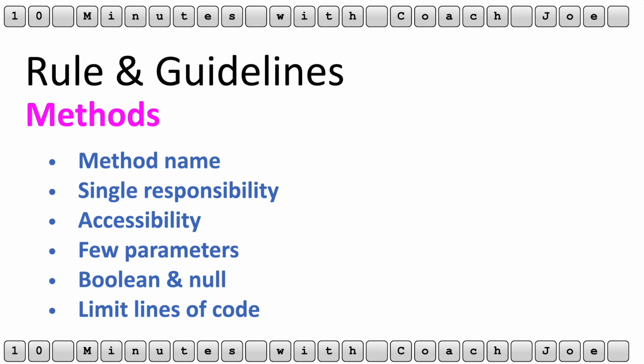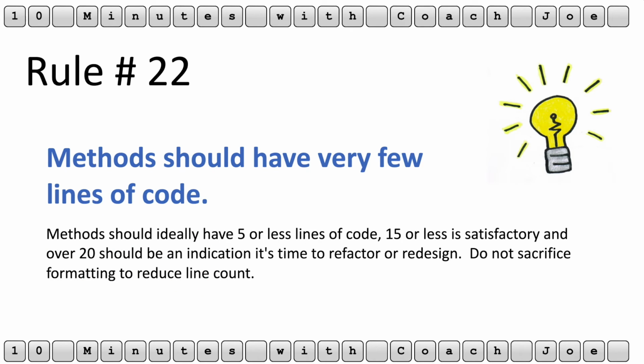The last rule or guideline is, limit the number of lines of code. Coach Joe rule number 22 states, methods should have very few lines of code. Methods should ideally have 5 or less lines of code. 15 or less is satisfactory. However, as more lines of code are added, is the method performing one action?